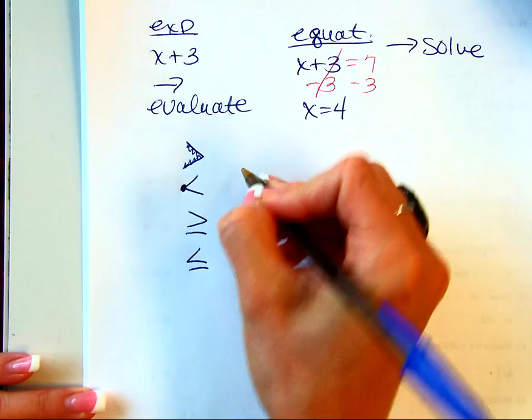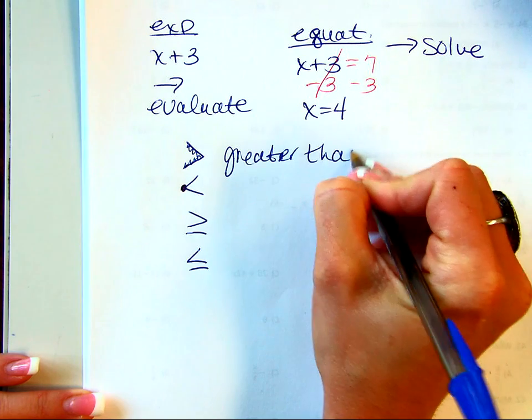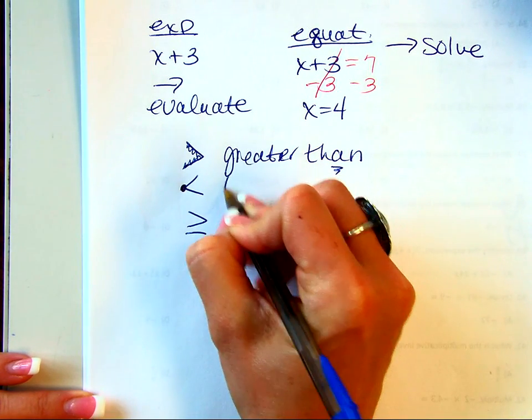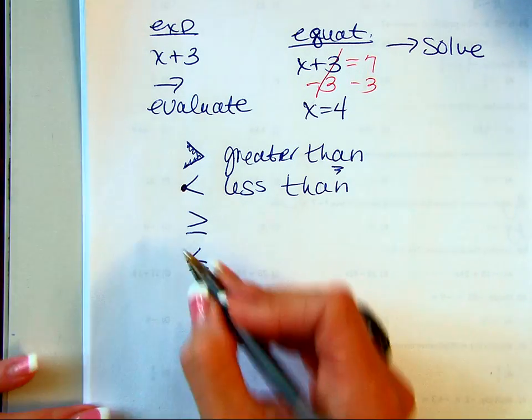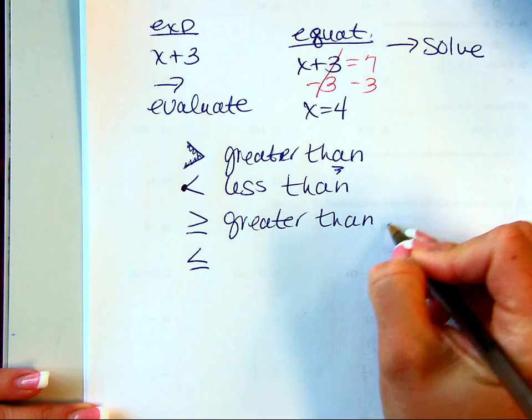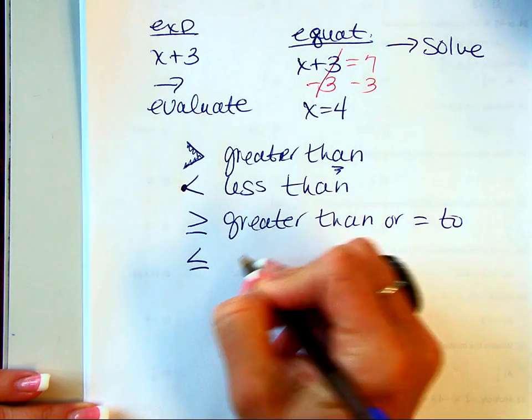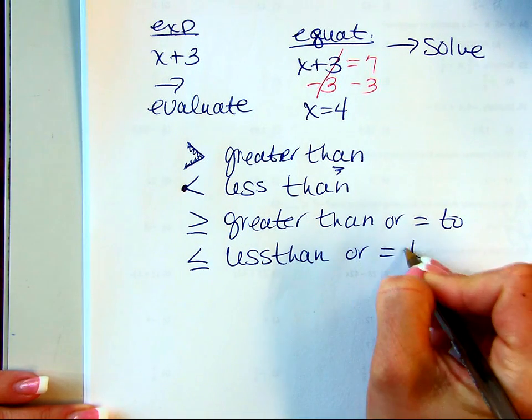All right, so go ahead and write that in your notes. Greater than, and it's THAN, not EN. Less than, which then makes this greater than or equal to. We're going to talk about that. And this one is less than or equal to. Okay?